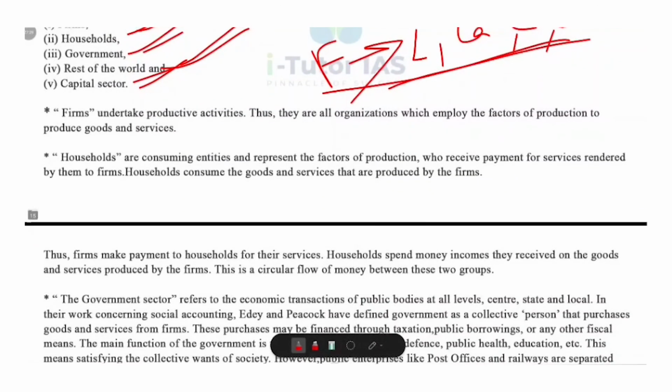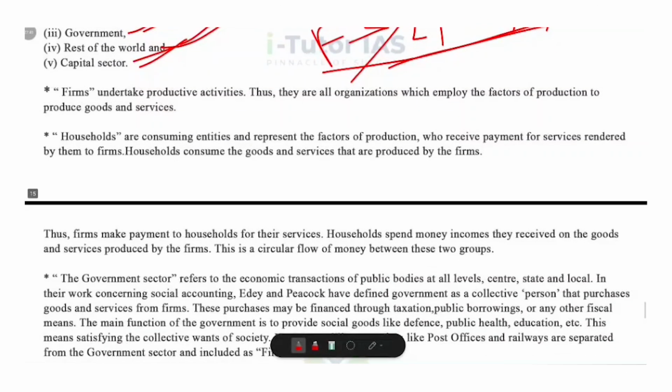Now, circular flow with government, external and capital sector. You know that, right? Firms pay wages, rent, interest, profit to household for using their services and households spend income on goods and services produced by the firms, and this creates a circular flow of money between firms and households. Government sectors are also included here. It includes all public bodies like center, state and local. Government buys goods and services from firms using taxes, borrowings or other funds and they provide goods like defense, education and public health. Public enterprises like post office and railways are treated as firms and not government in this context.